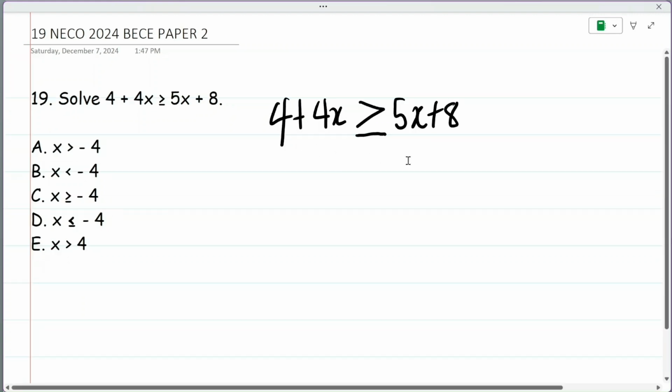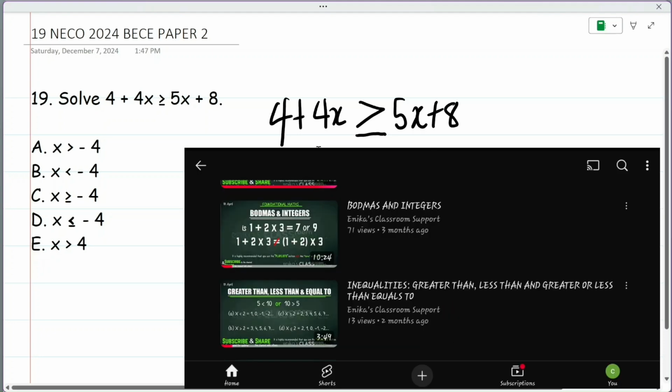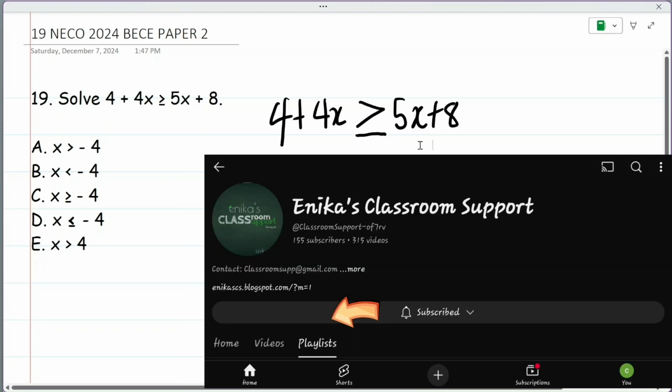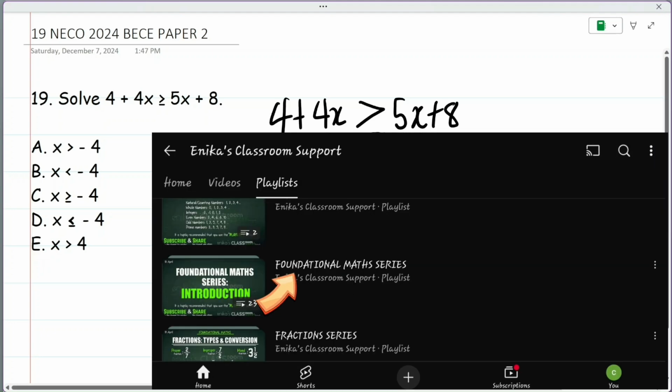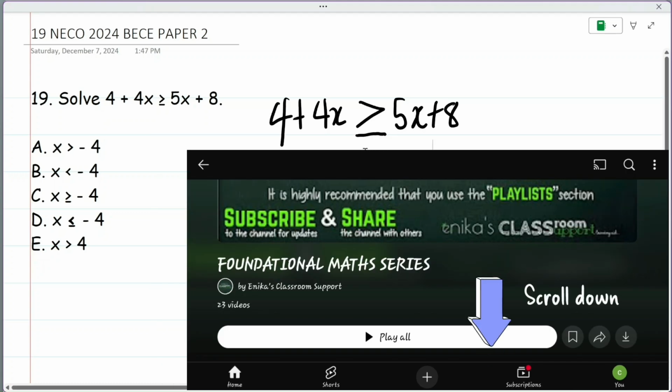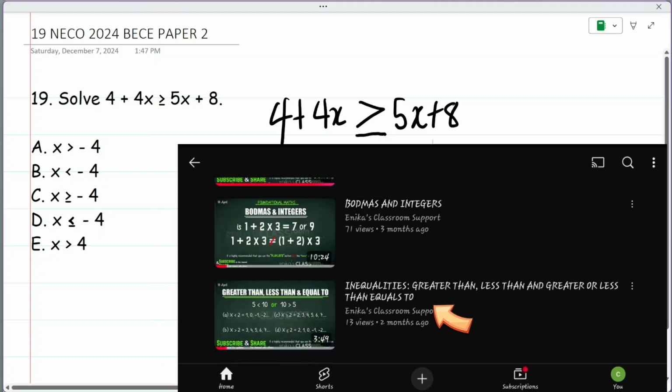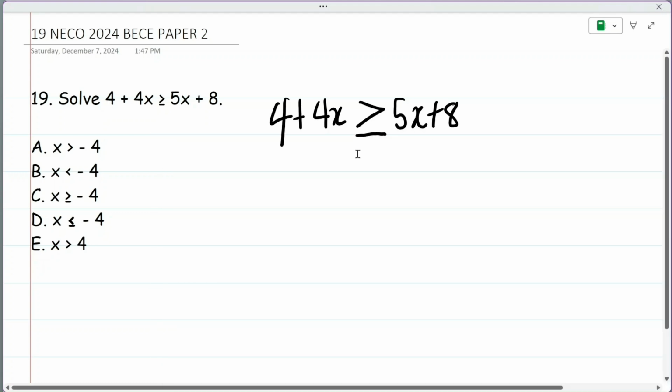This question is an inequality question, and there's a video about inequalities in our foundational math series in the playlist section. You can go and watch that. It's easier to use the playlist because there everything is arranged, rather than go to the video section where you start searching for a particular video which might be down the list. Now there are two ways to solve this question, and those two ways will be explained.